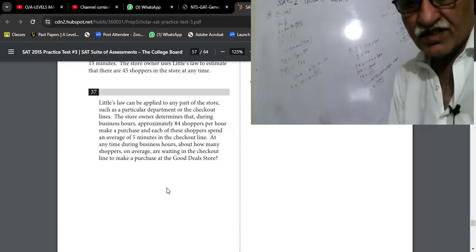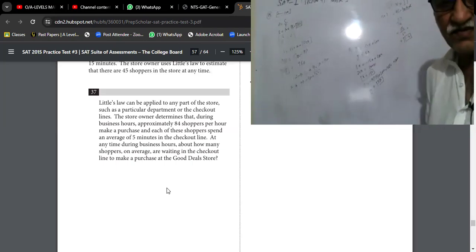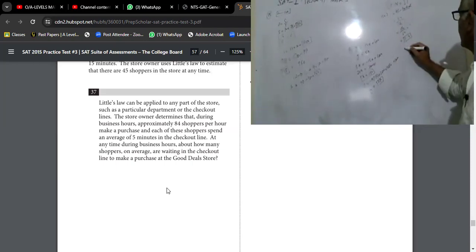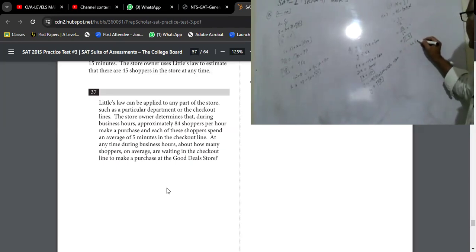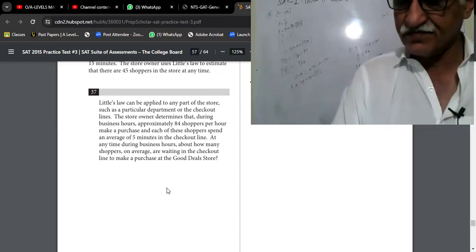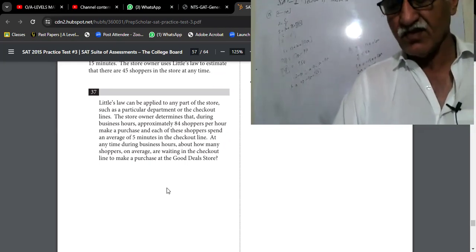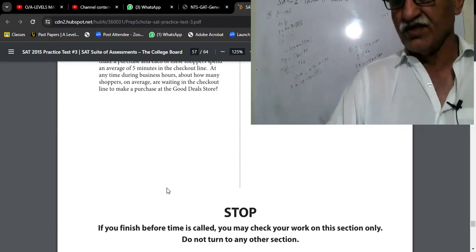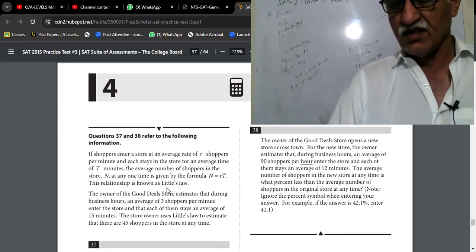Now each is going to spend 5 minutes. So N is equal to 1.4 into 5. So that is equal to 7. So 7 shoppers there, who are going to be purchasing in that part with this rate. Now question number 38.